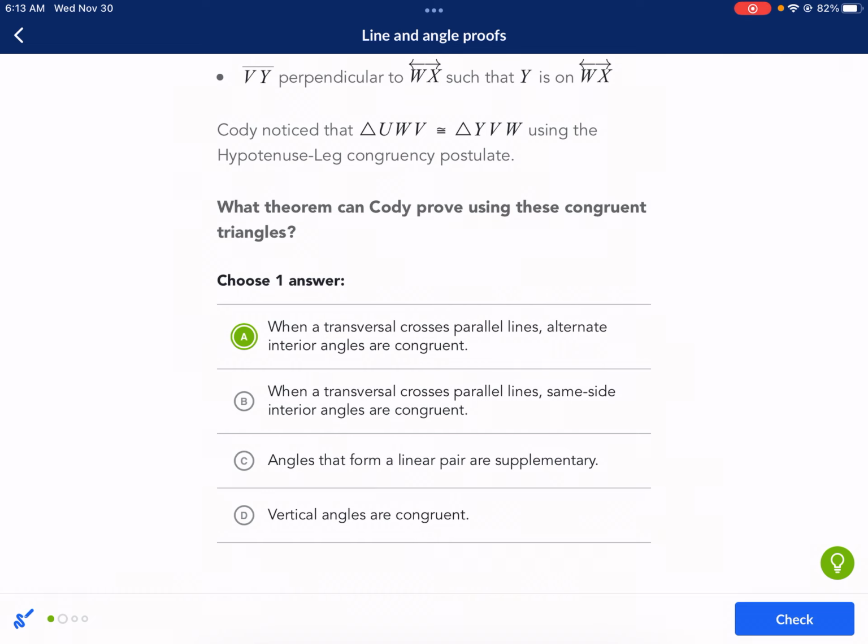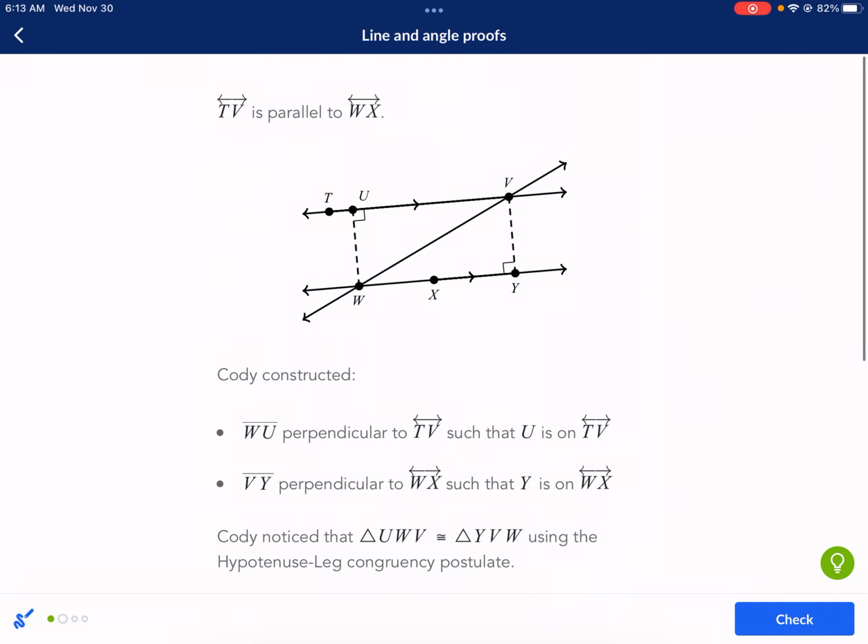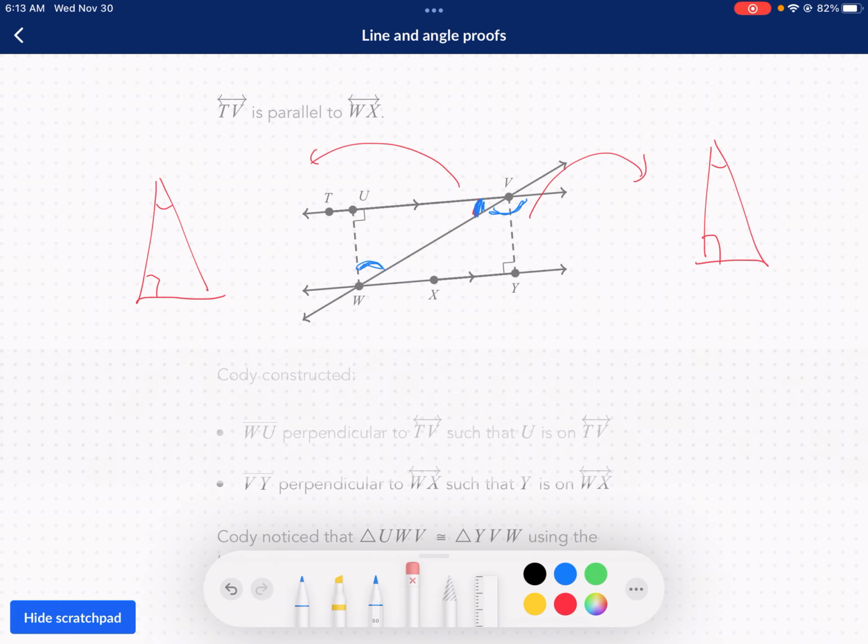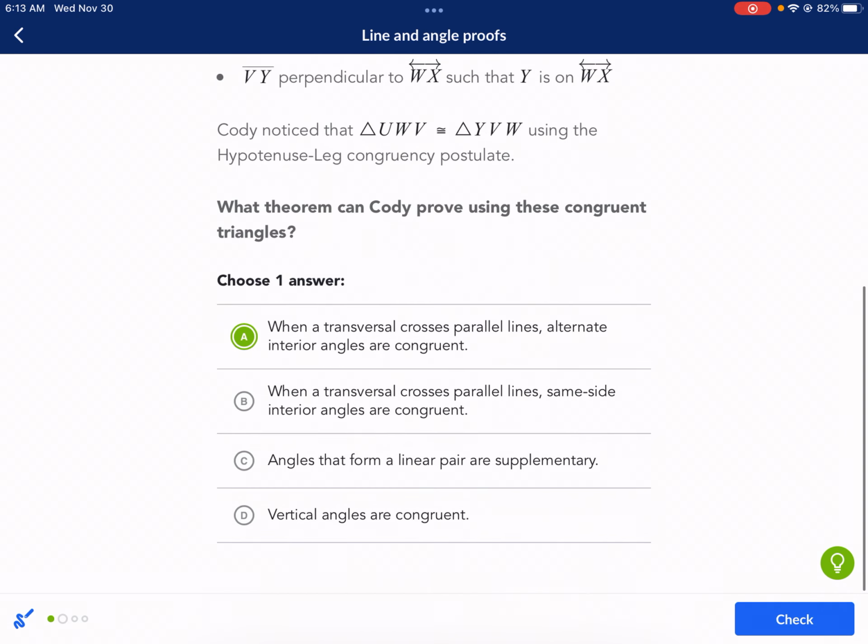And then vertical angles are congruent. That is also true, but again, we don't have vertical angles in this problem. The only vertical angles we have are here and here, which is true, but they're not part of either one of those triangles, so that one we can't prove. This one's actually pretty tough.